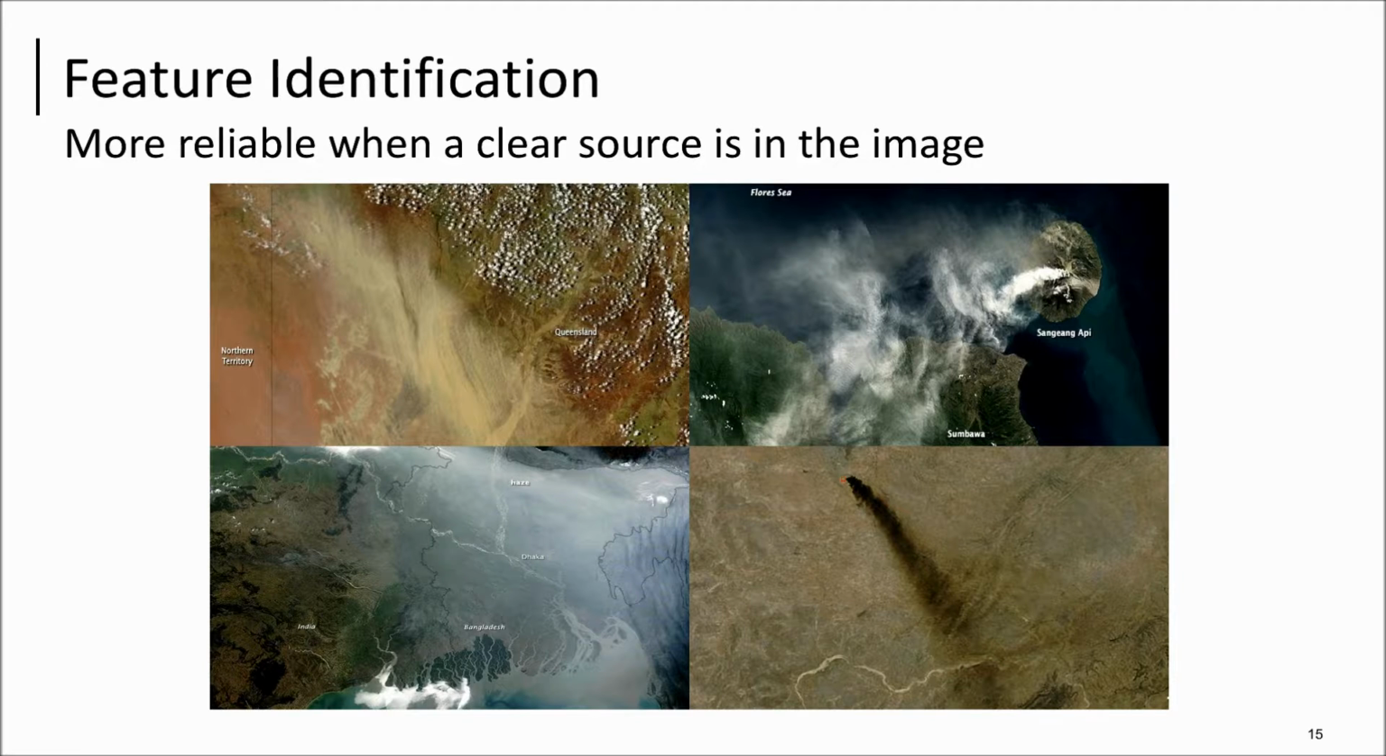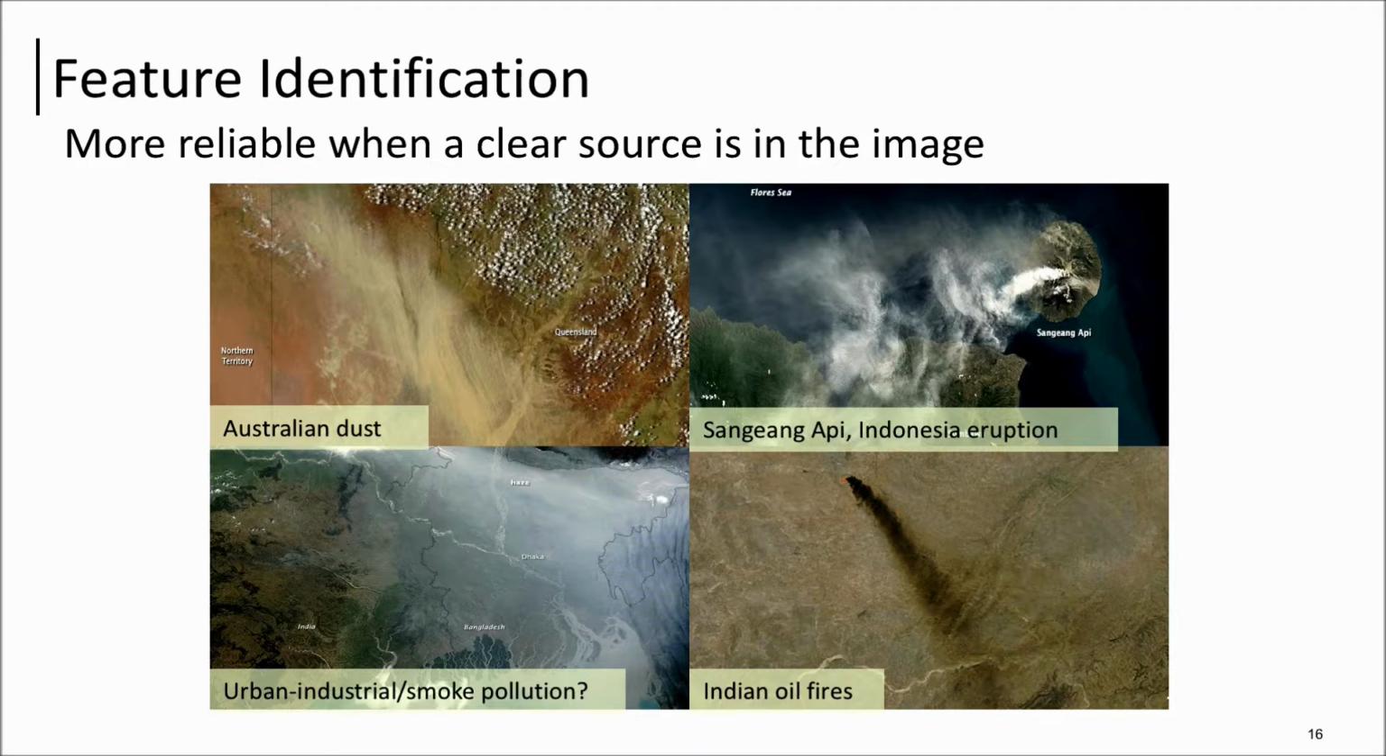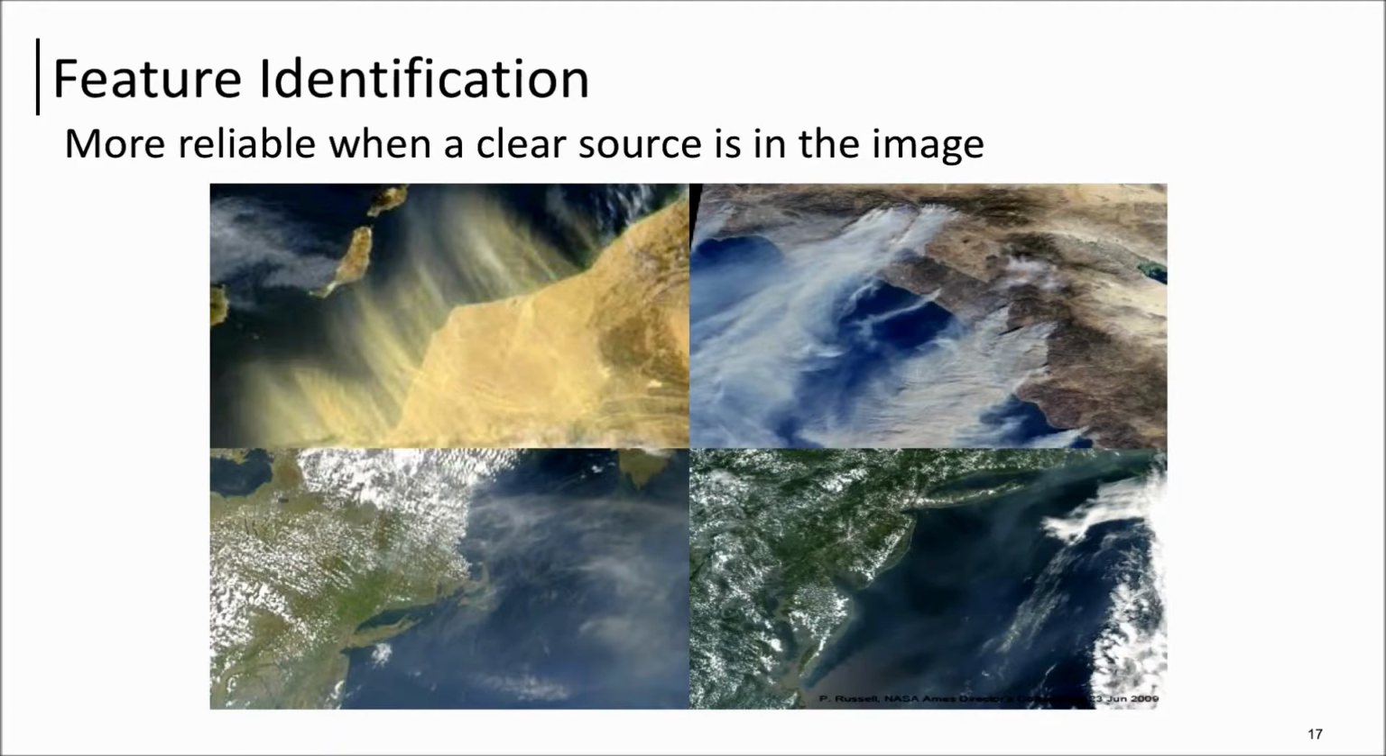And on the bottom left is a mixture of haze and smoke over Bangladesh and India, which shows very different, very smooth features, but hazy, right? This is another example.